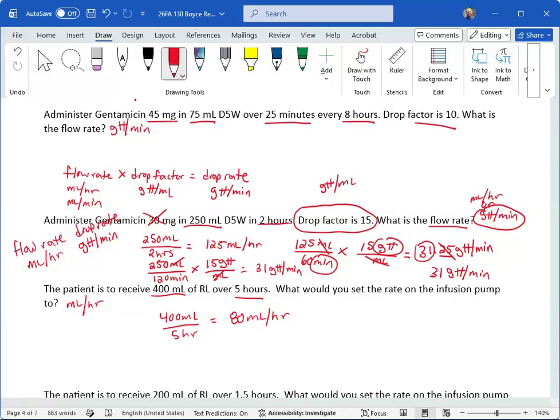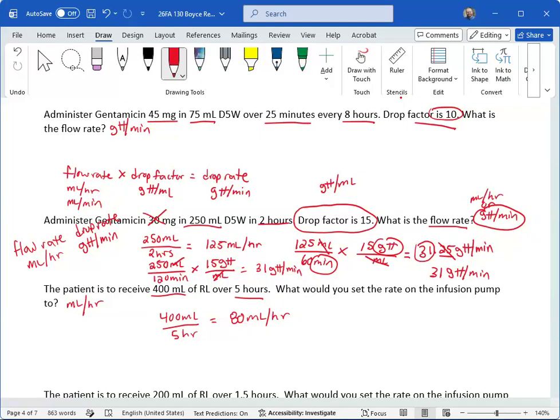So as a reminder, I need two pieces of information. I need to know the flow rate and I need to know the drop factor. So we got the drop factor. That's 10. That's done. But for my flow rate, I have volume here, but then I have two times. I have 25 minutes and I have 8 hours.